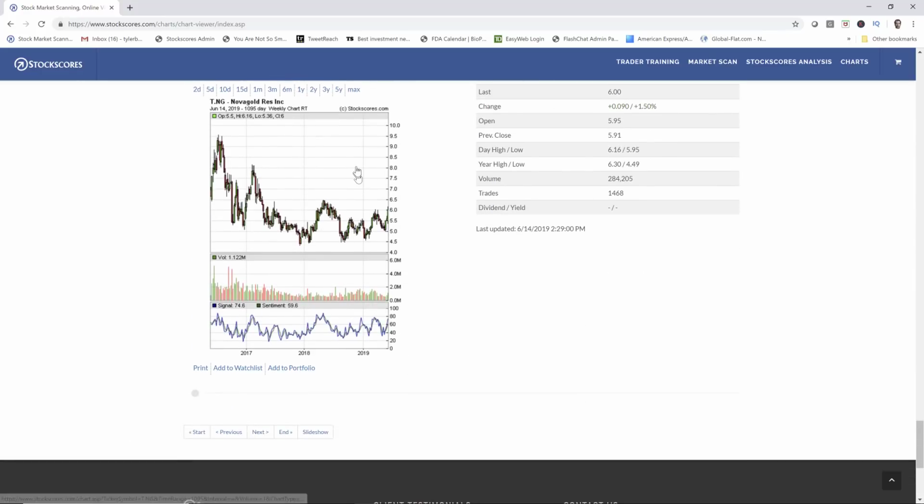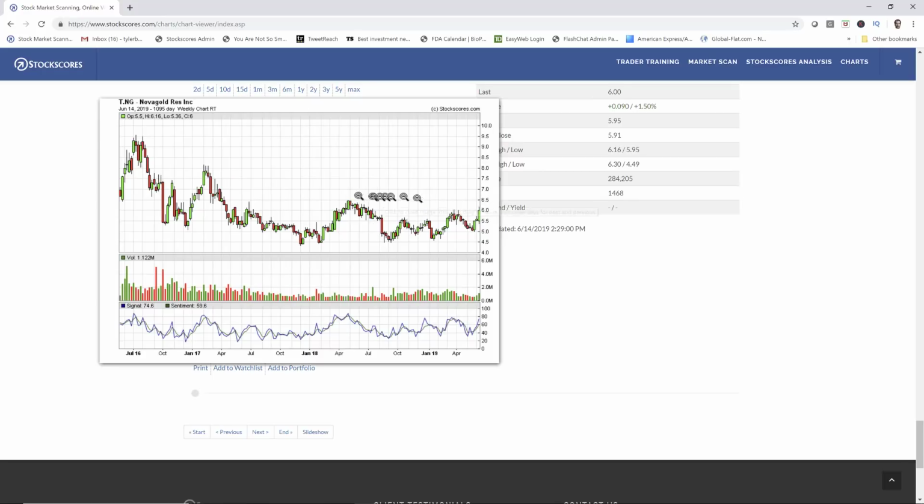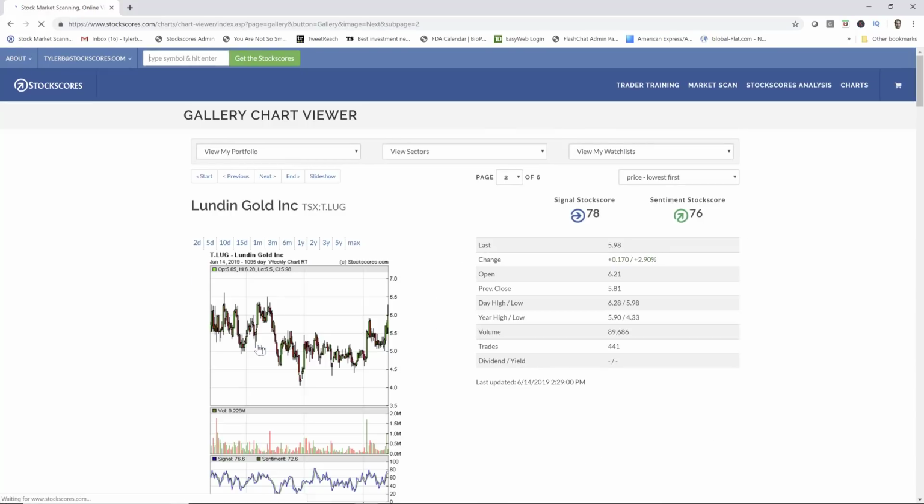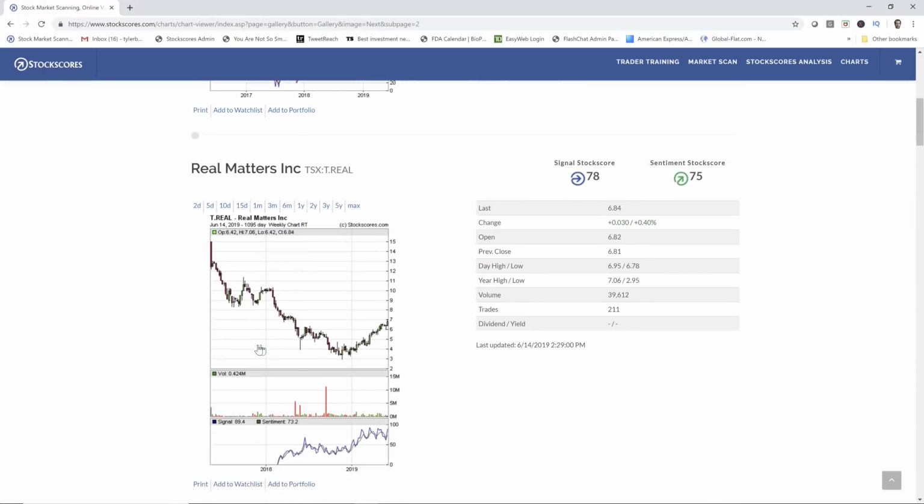Nova Gold, I don't like this one so much, even though it is in the gold sector. It's got this resistance here that's going to slow it down at around 6.5, so I think upside is limited. I'm going to go through one more page here. I just like to demonstrate the thinking that I have when I'm looking at these charts.